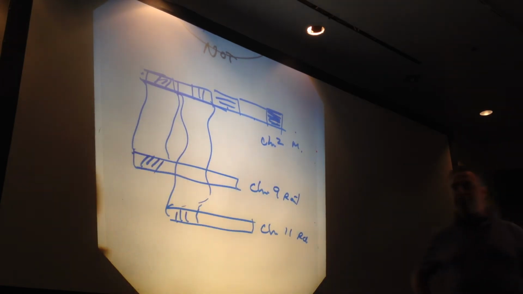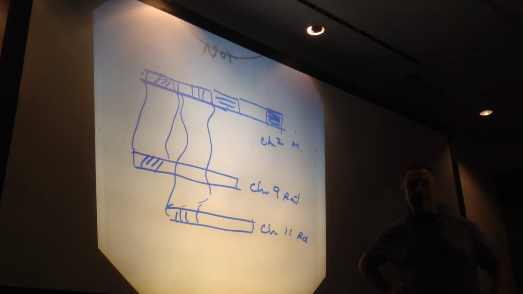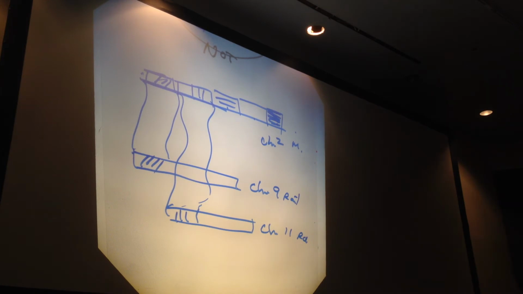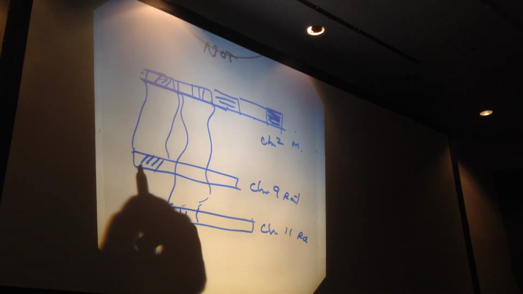Yep? So for it to be the ortholog, it has to be in the same chromosome? No. So those are orthologs. So the genes that would be in here, as long as they're in registry, would be orthologs. That's correct.